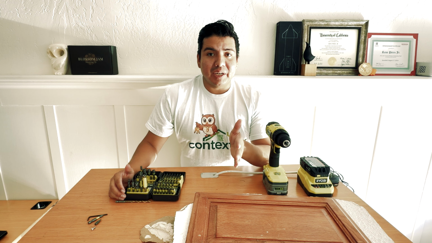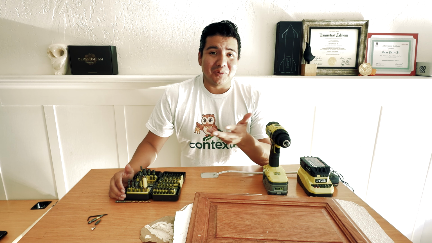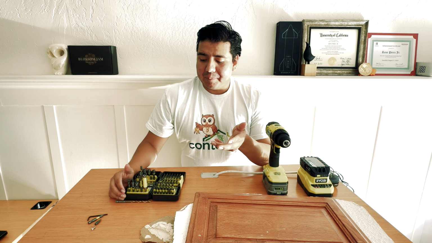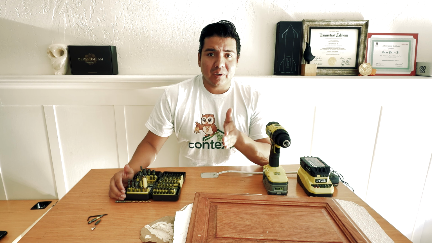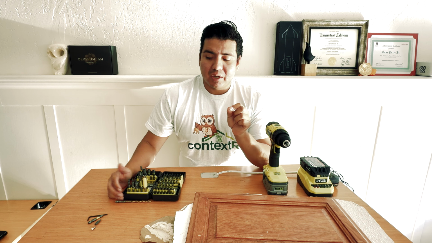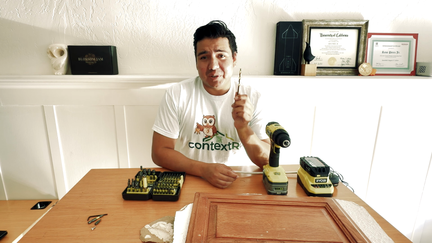Because if you put in the screw crooked, it's not going to go very well, and you're going to end up having to do it again. One of the best ways to stop a screw from being crooked is by creating a little incision first, or actually by using one of these bits instead of using a screw.